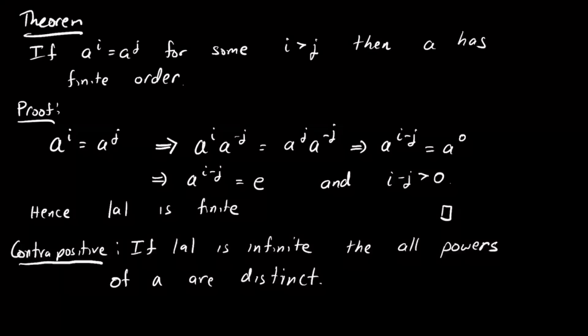That's pretty elegant. This theorem actually has a contrapositive that we'll find pretty useful as well. So if I look at the contrapositive of the statement, this is going to say that if the order of a is infinite, then all powers of a are distinct. So the contrapositive says if not the right-hand side of the implication, then not the left-hand side of the implication. So if a has infinite order, then a to the i does not equal a to the j for all i and j. Okay, so this contrapositive we'll find pretty useful later on.